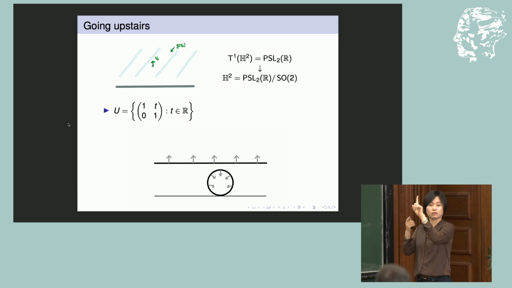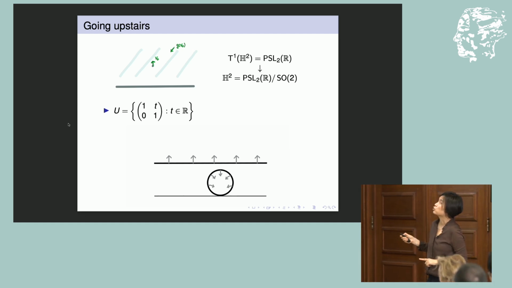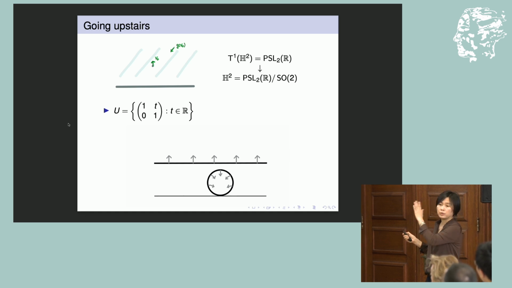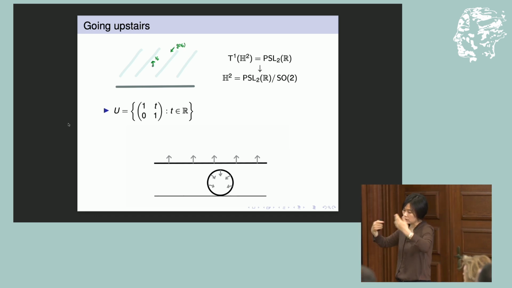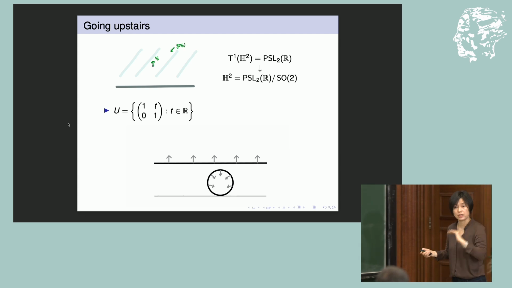Because if you want to fix this vector, you first have to fix the base point, which means that you have to be a rotation element. But then, of course, you don't want to rotate it if you want to fix this vector. So the stabilizer of a vector here is trivial, which means that indeed T1 of H2 is just PSL2R, without any quotient. Okay? So this Lie group PSL2R can be identified with the unit tangent bundle of H2.